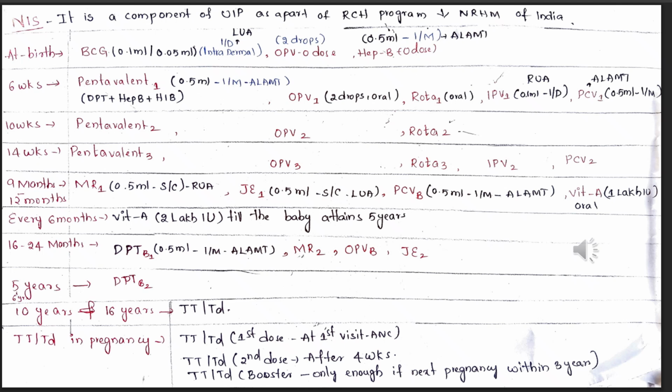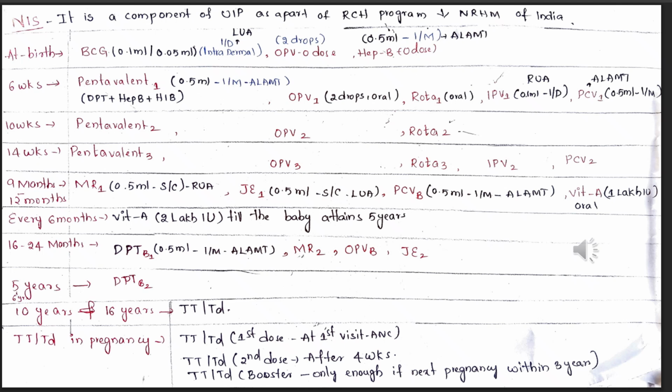Next, at 10 weeks or 2.5 months, pentavalent second dose, oral polio vaccine second dose, and rotavirus second dose will be given. Here we are not giving injectable polio vaccine and pneumococcal conjugate vaccine. At 14 weeks of age, or 3.5 months, pentavalent third dose, oral polio vaccine third dose, rotavirus vaccine third dose, IPV 2 and PCV 2 will be given. Now we are giving IPV 2, not IPV 3, and PCV 2, not PCV 3.